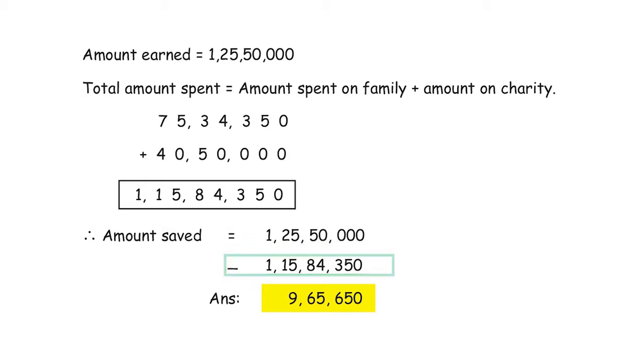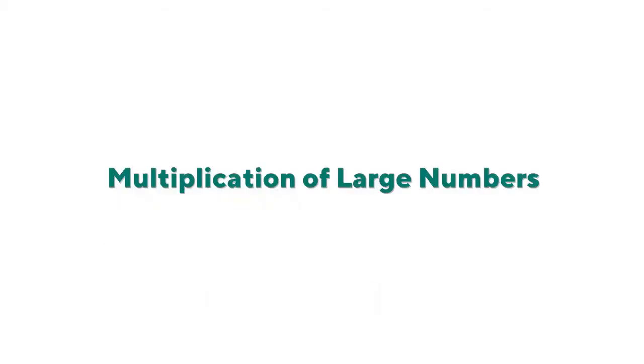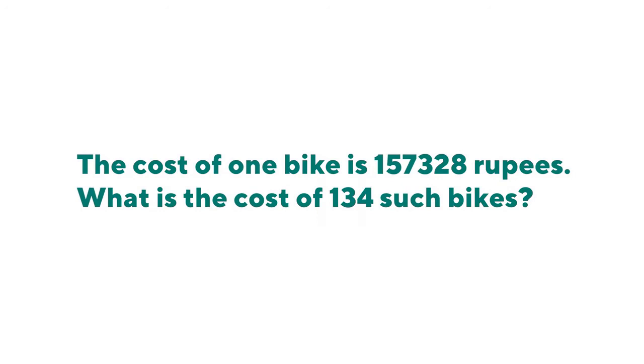1,15,84,350. If you do the subtraction, again remember when you do the subtraction you go from the right to the left. If you do the subtraction, this is the answer you get, 9,65,650. Now let's learn about multiplication of large numbers. Here is a question for you. The cost of one bike is 1,57,328 rupees. What is the cost of 134 such bikes?